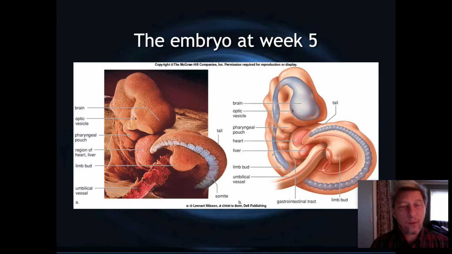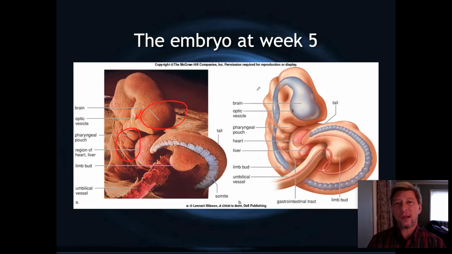Now, a couple of things that I want to point out here. The brain is highly developed, very thick, but we have an eye, an optic vesicle, which will eventually become the eye. You also have what's called a pharyngeal pouch here. And this is essentially the same kind of structure as a gill that you would find in a fish and some kinds of salamanders. All right.